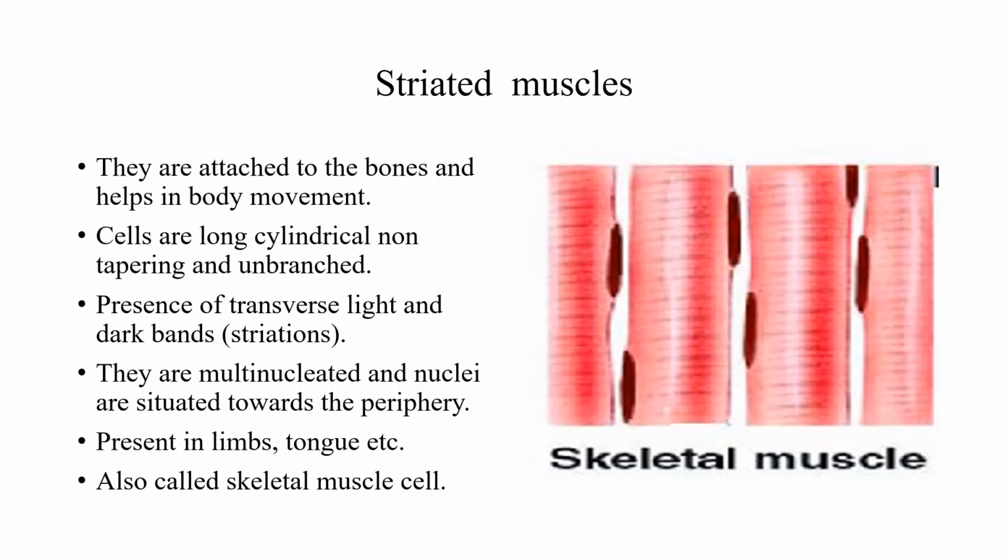Usually the cells of this muscle are long, cylindrical, non-tapering and unbranched. Many nuclei you can see, so it is multinucleated. Then situated towards the periphery. Present in limbs, tongue, etc. And also it is called a skeletal muscle cell.